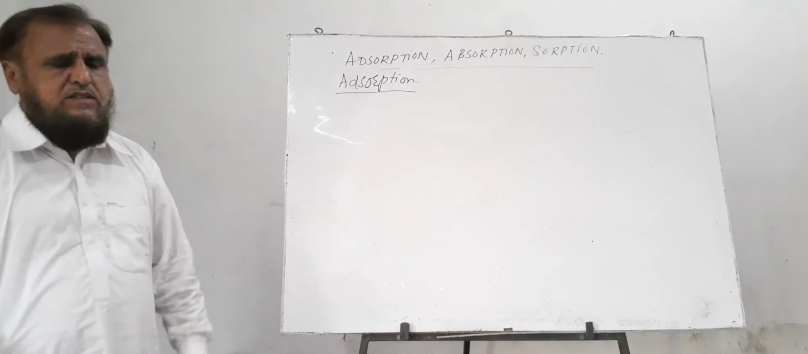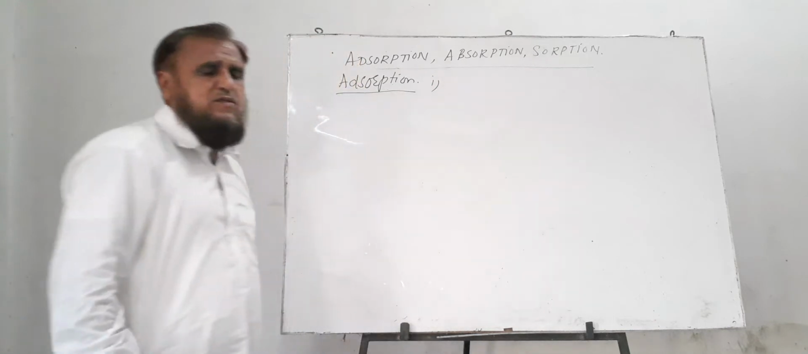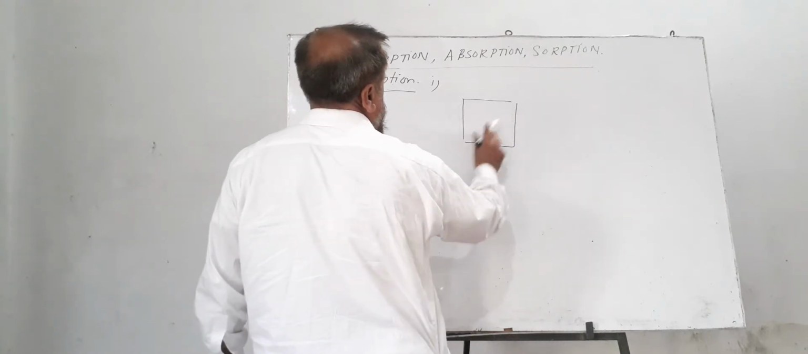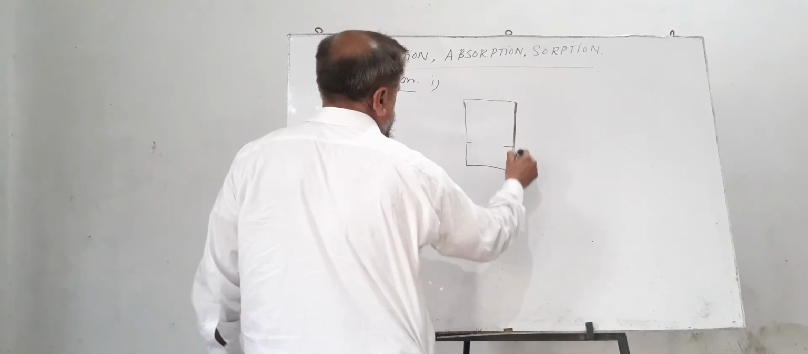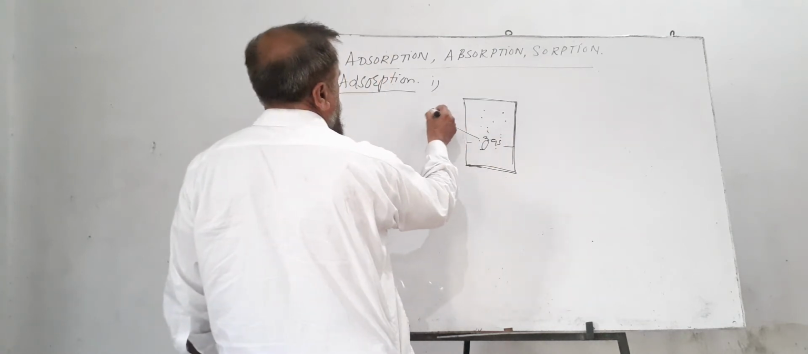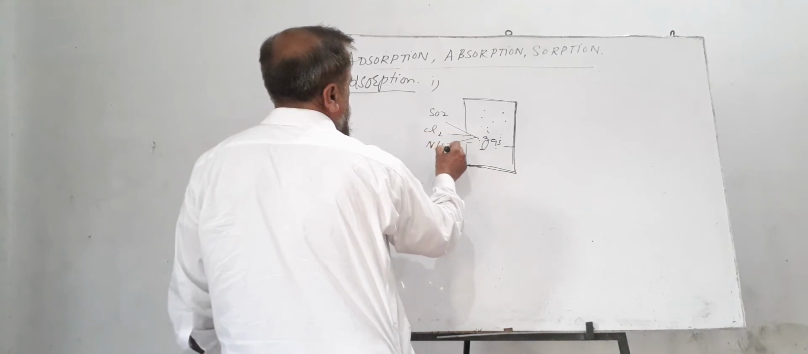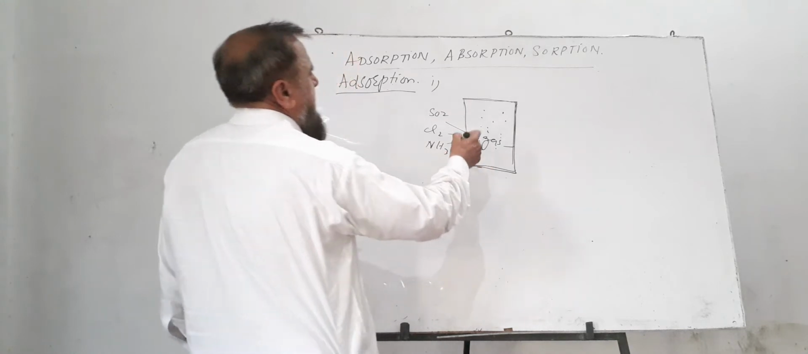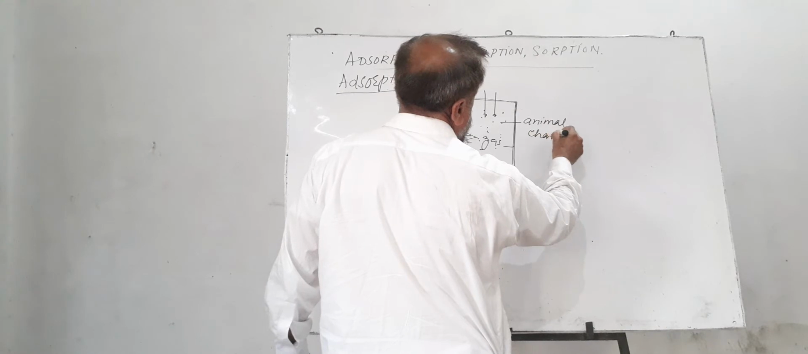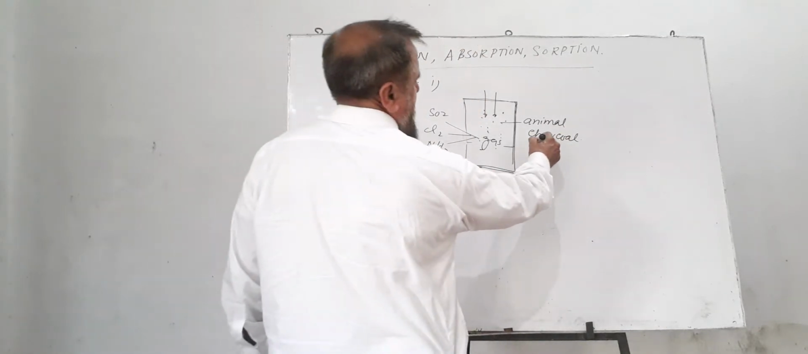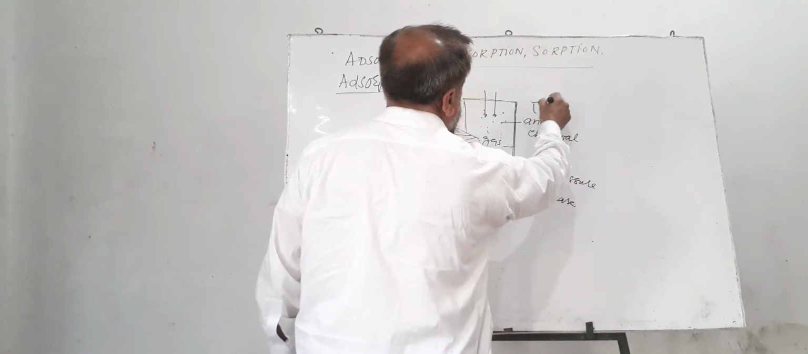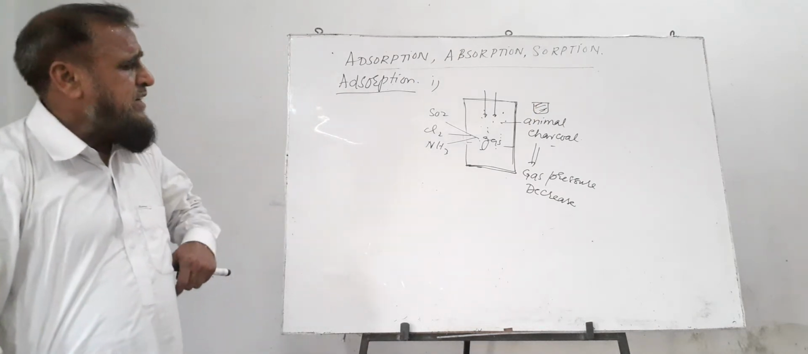For this purpose, we perform two experiments to understand the adsorption process. Number one, the first experiment: if we have a gas sample present in a cylinder, which may be sulfur dioxide or chlorine or ammonia or any gas having a certain pressure, and if we drop a piece of animal charcoal into the sample, we observe that the gas pressure decreases.